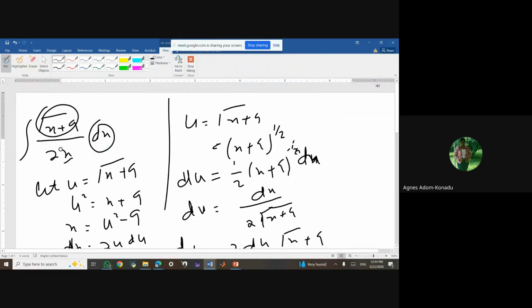Okay. So the focus is I want to change everything to u. So since this is u, I have to change the x to u. That's the reason why I squared both sides. So when I square both sides, I'll be able to get an expression for x, which is u squared plus 9. Then I can get an expression for dx, which is 2u du.